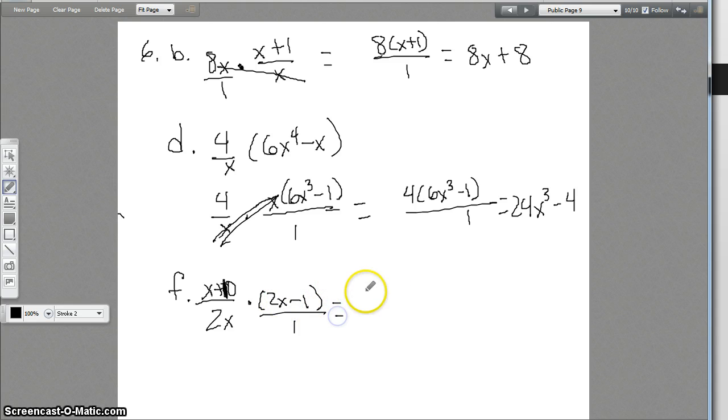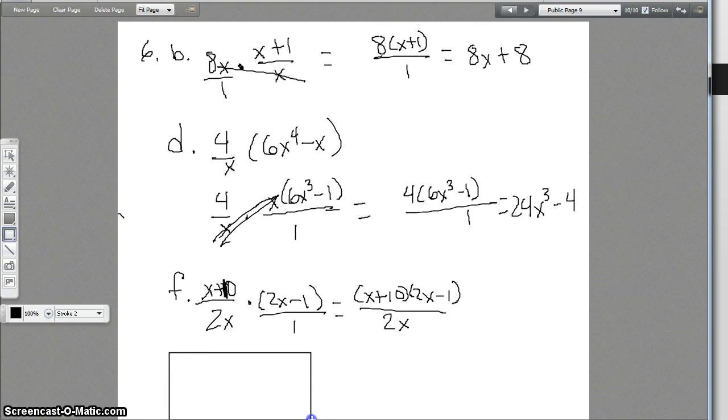So what we need to do is multiply our numerators. We have (x plus 10) times (2x minus 1). And then we need to multiply our denominators. 2x times 1 is 2x. So now we need to see what is (x plus 10) times (2x minus 1). So I am going to draw a grid for that and put in my grid lines.